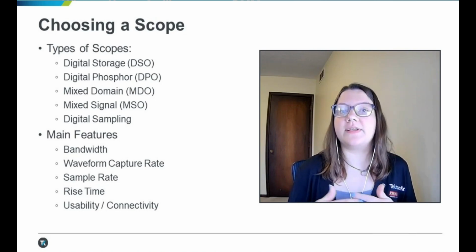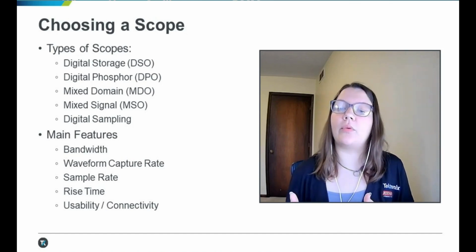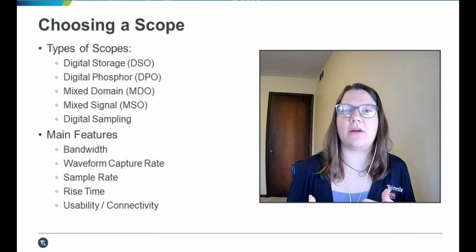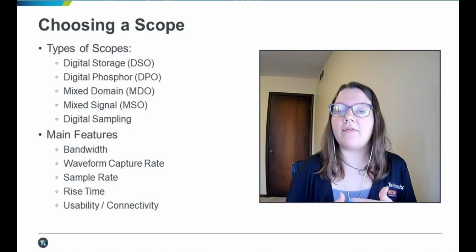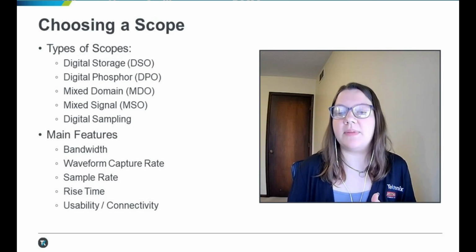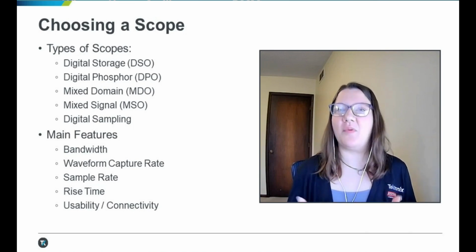All of these contribute to how accurately your scope is able to measure and capture the waveform. The closer you are to the limits of the scope, the more likely your signal will be attenuated and the more likely you are to miss out on critical information. And of course, you want to make sure that the scope is convenient for you and has the connection options you need, because your instrument should be easy to use if you want to get the most out of it.